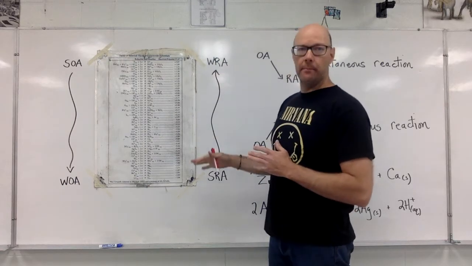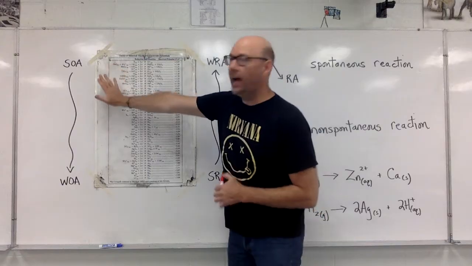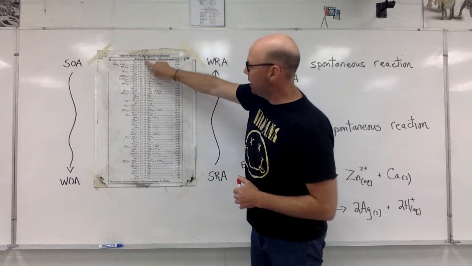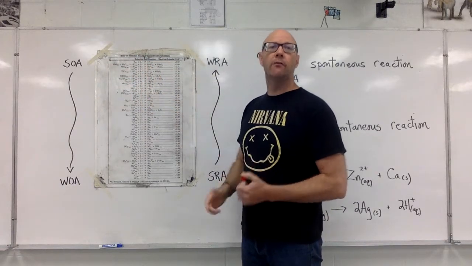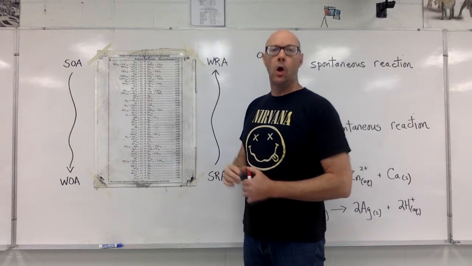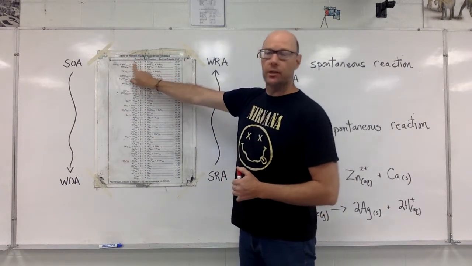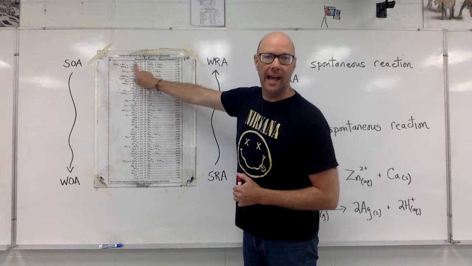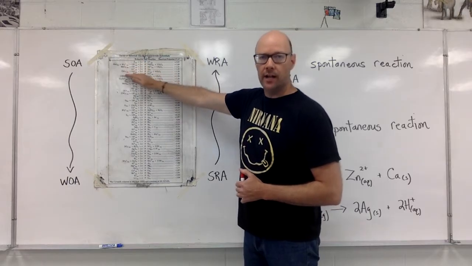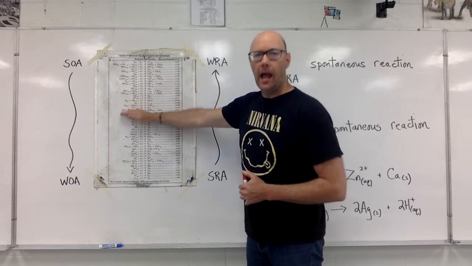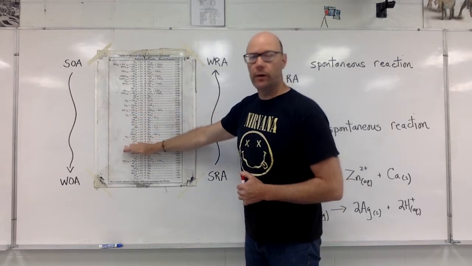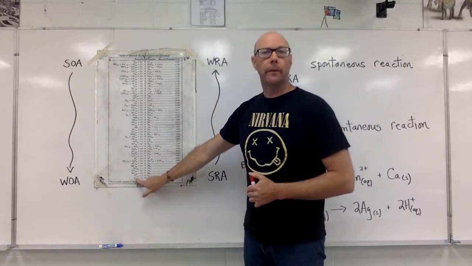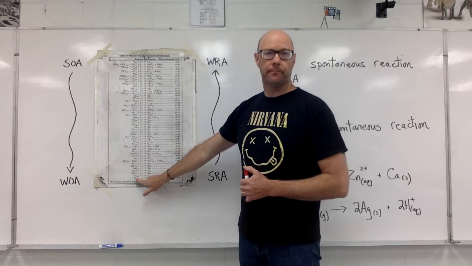The order of the chemicals is such that on the left-hand side of all of these arrows, we have oxidizing agents, where the strongest is at the top. It happens to be fluorine gas, and then these oxidizing agents get weaker and weaker as we go down. So we find the weakest one at the bottom, lithium ions.